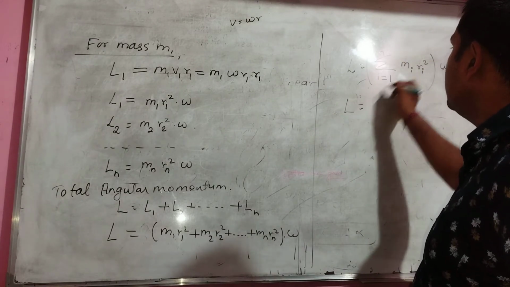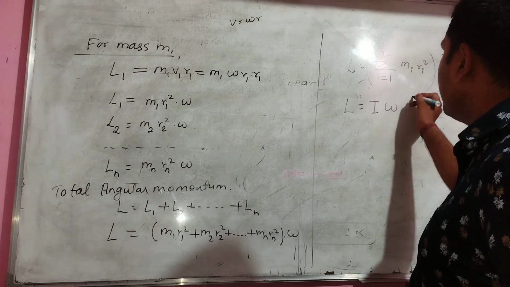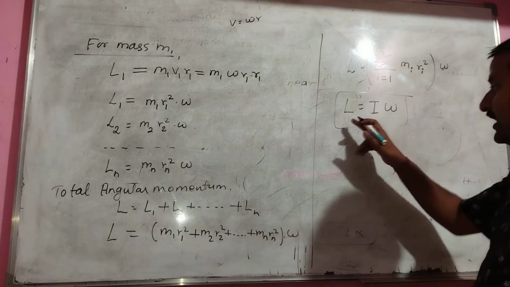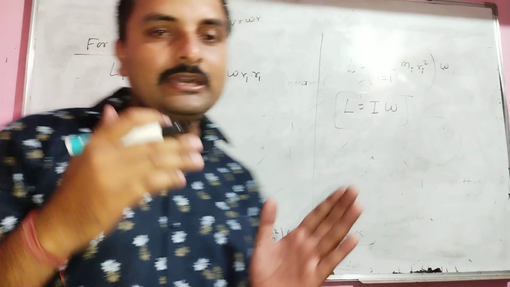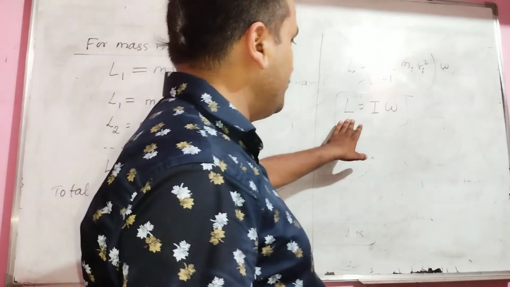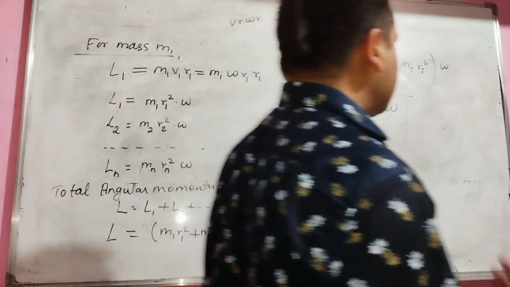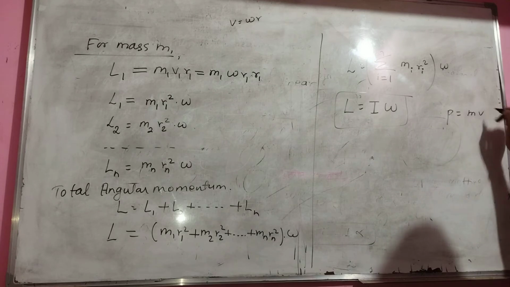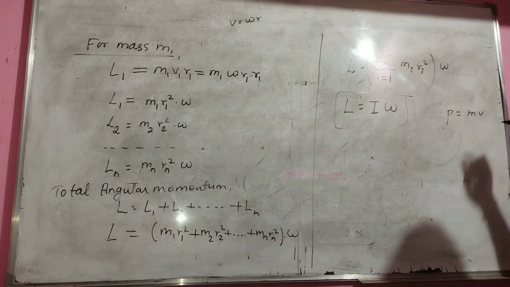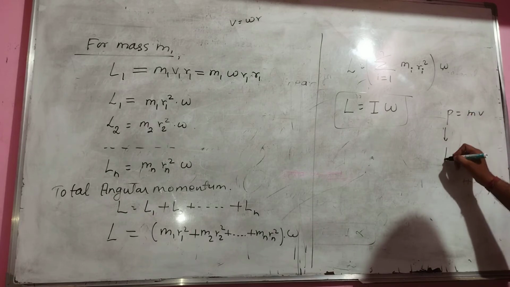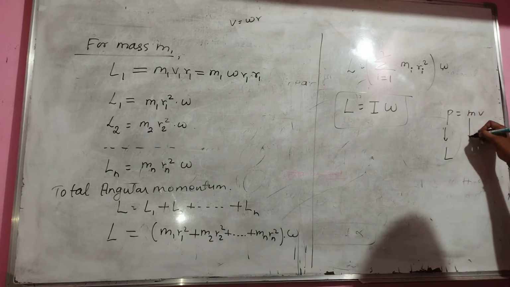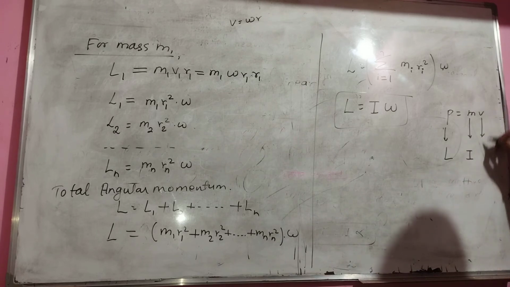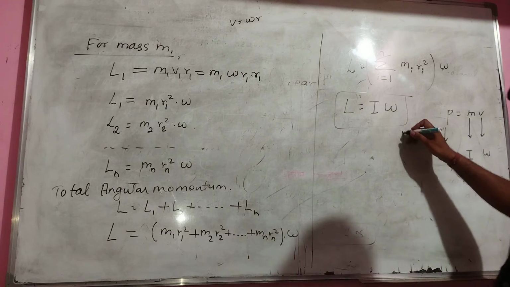This term is actually I, because it represents the total moment of inertia, and this one is omega. So L is equal to I times omega is the relation between angular momentum and moment of inertia. It is very much similar to the general formula. In translational motion we have linear momentum equal to mass into velocity. Here in place of linear momentum we have angular momentum, in place of mass we have moment of inertia, and in place of velocity we have angular velocity. So this is the relation.